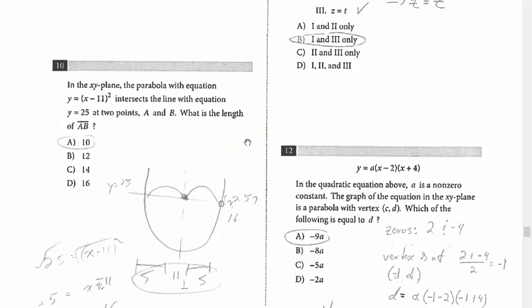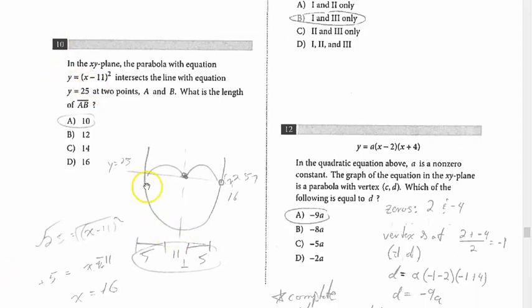And then question 10. We have a parabola with the equation y is equal to x minus 11 squared that intersects the line with equation y is equal to 25 at 2 points. What is the length of AB? Well, here, what we know about parabolas, right, is that I have a y-intercept somewhere down here at negative 11.